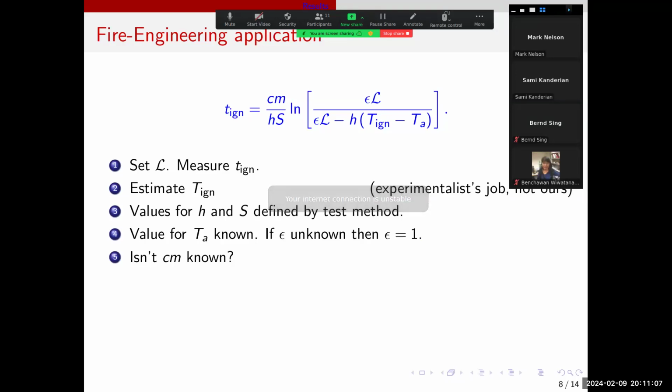Or I know the mass because I can weigh the sample, so it's really the heat capacity. But isn't the heat capacity a known quantity? Well, in principle, you can measure the heat capacity for any material, but for new materials, the heat capacity might not be measured, so you might not know what it is. Secondly, the heat capacity changes with temperature.